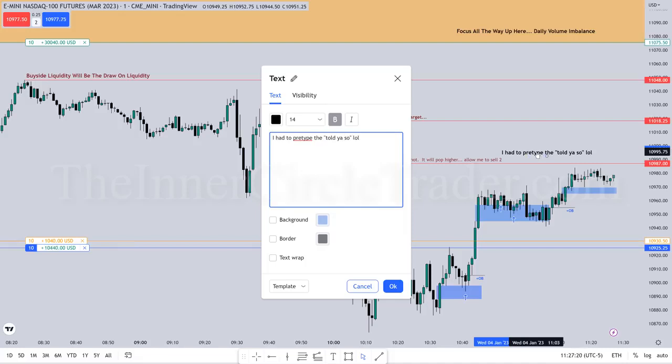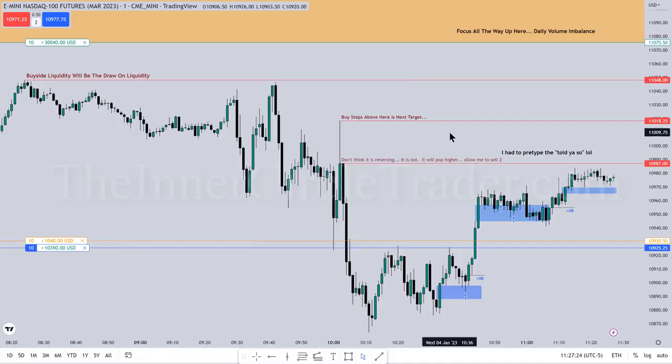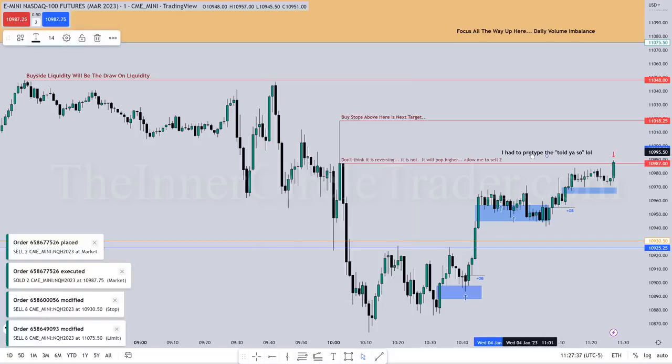I'm just being facetious. I had to pre-type the told you so laugh out loud, which in my mind, I'm thinking this is the reason why I got to wait for it, because I typed it out. Had I not typed it out, it would have already went up there.